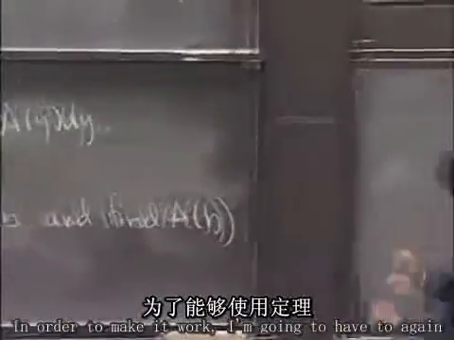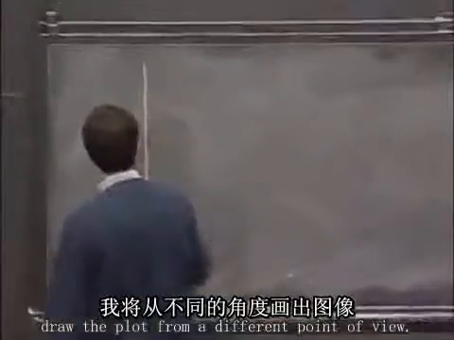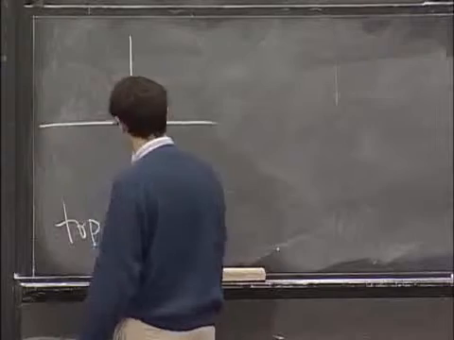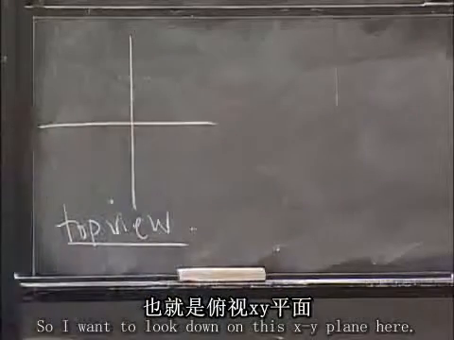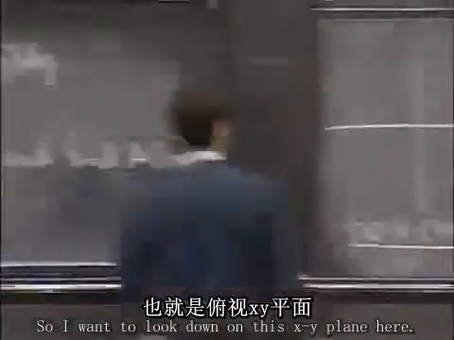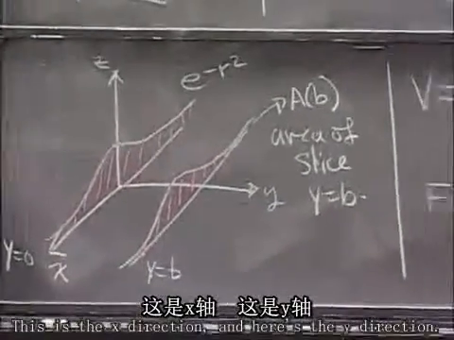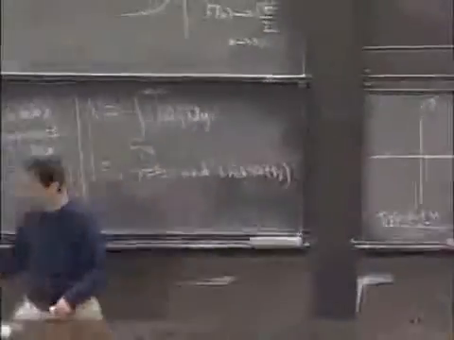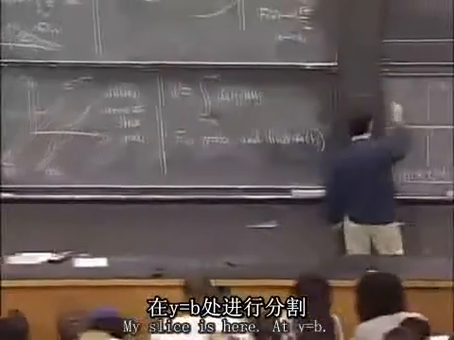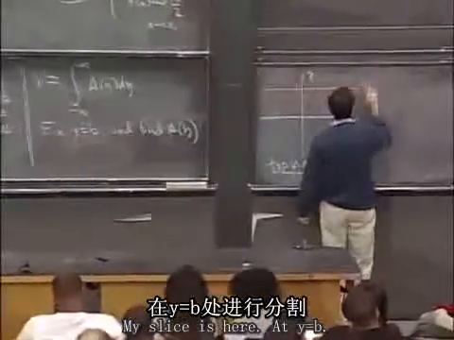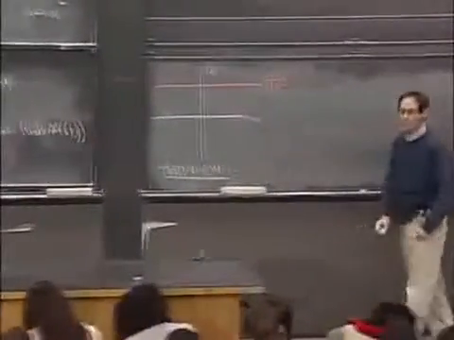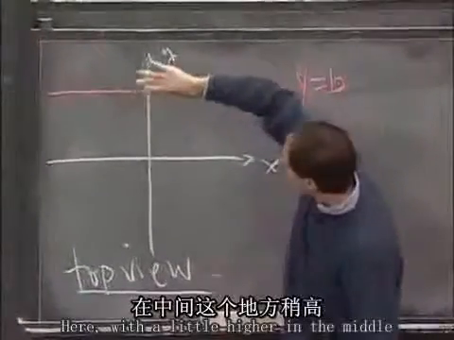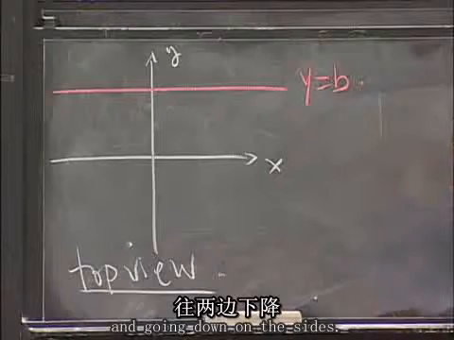In order to make it work, I'm going to have to, again, draw the plot from a different point of view. I'm going to do the top view. So I want to look down on this xy plane here. This is the x direction, and here's the y direction. And then again, I want to draw my slice. My slice is here at y equals b. So we're right on top of it, and it's coming up at some kind of bump here, a little higher in the middle and going down on the sides.